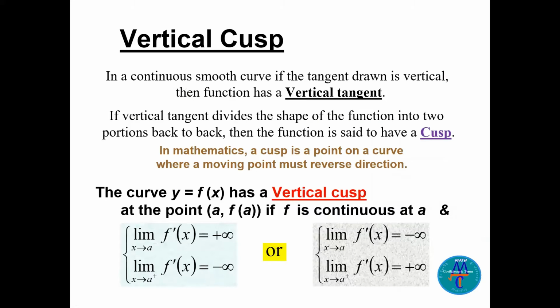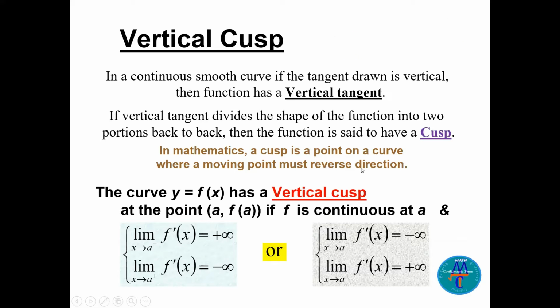Now, this is the vertical cusp. You can check it in lecture number 9. I put here some definitions for the vertical cusp. The easy one to understand is this one. A cusp is a point on the curve. It is a point on the graph where a moving point must reverse direction.